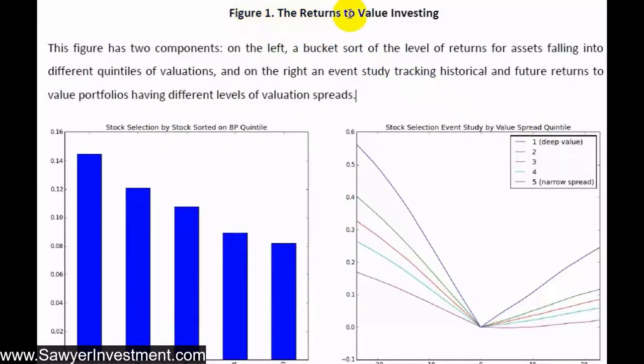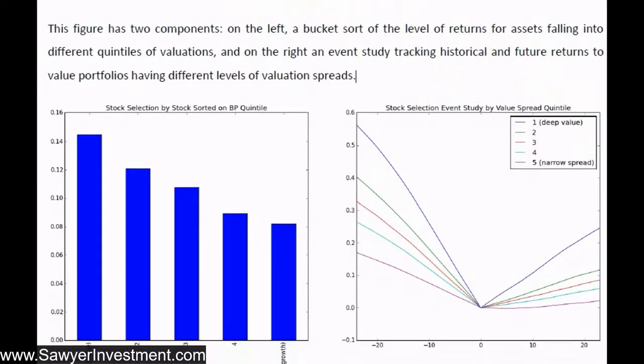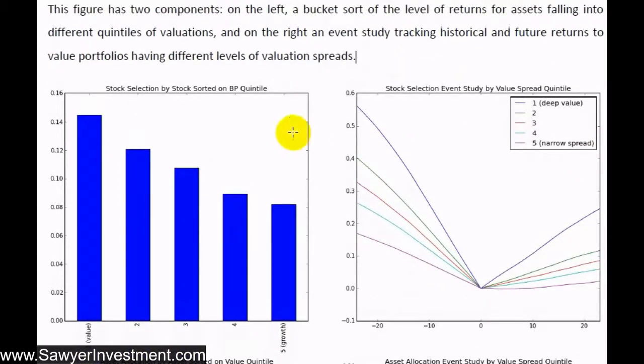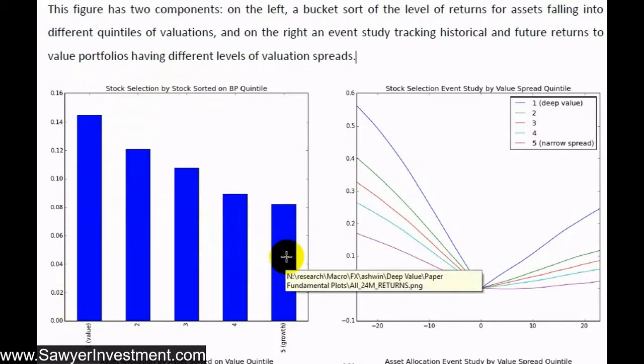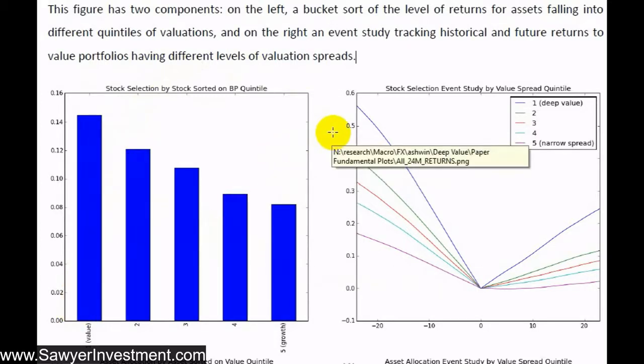Okay, so next we're going to take a look at Figure 1, the returns to value investing. And we have here first a couple of charts. So the one on the left we can talk about first. What the authors did is sort the stocks within the intra-industries and regions by their book-to-price ratios and put them into quintiles, so 5 different categories each month based on their ranked book-to-price ratio.